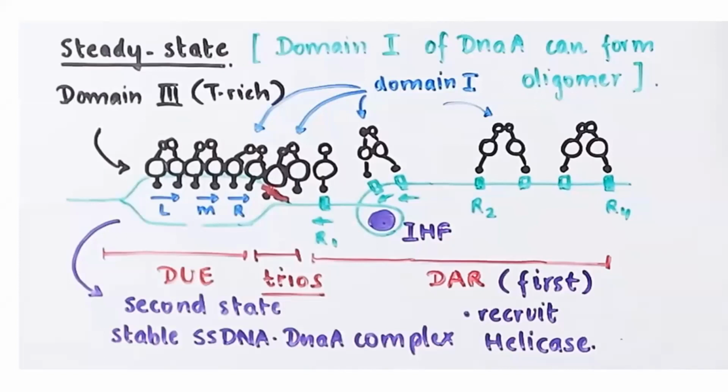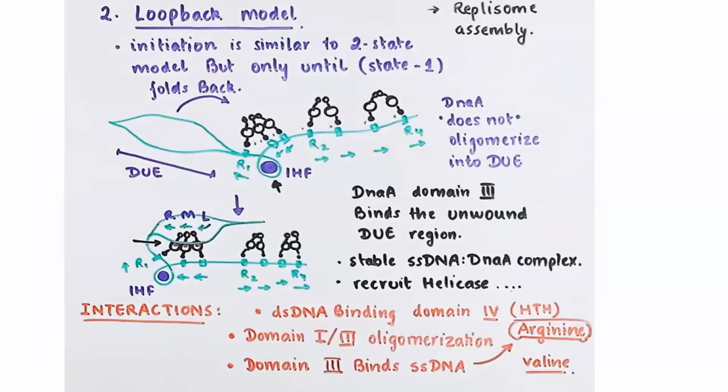The assembly of DnaA on the origin completes the second state of the two-state model, which has a stable single-stranded DNA protein complex, whereas the first state is the DnaA-DUE region in the double-stranded DNA protein complex. This is how the two-state model of origin unwinding happens, leading to the recruitment of helicase and other proteins needed for the replisome assembly and continuation with the DNA replication process.